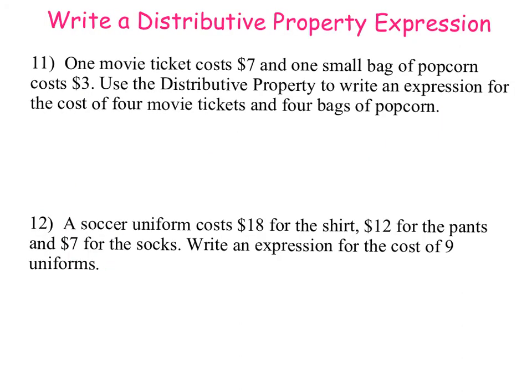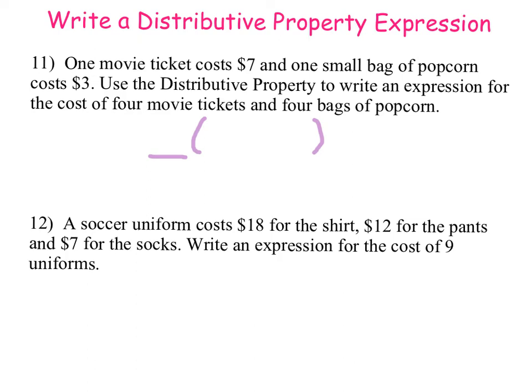All right, so now what we want to do is take what we've learned and actually apply it to a real situation. For number 11, it says, 1 movie ticket costs $7 and 1 small bag of popcorn costs $3. Use the distributive property to write an expression for the cost of 4 movie tickets and 4 bags of popcorn. So we know that with the distributive property, we do have to have a sum, and then we have to have some type of number that is out front being multiplied by the sum.